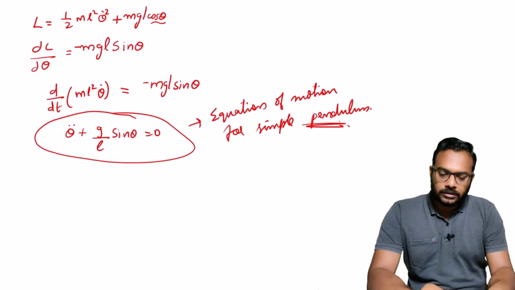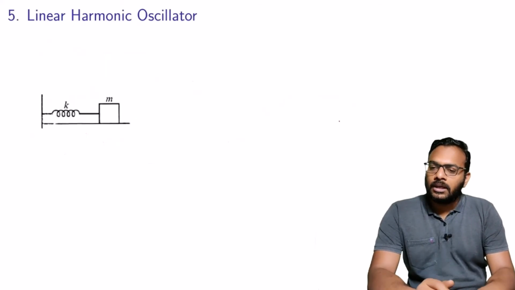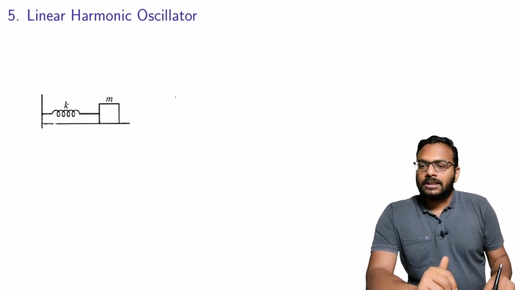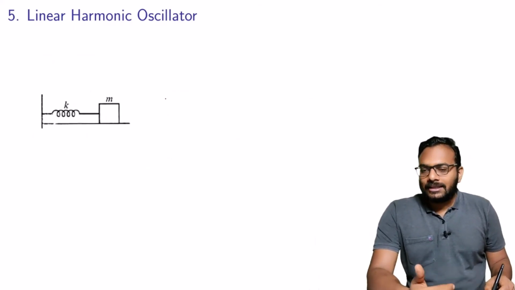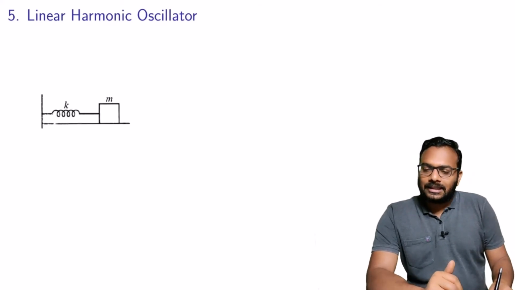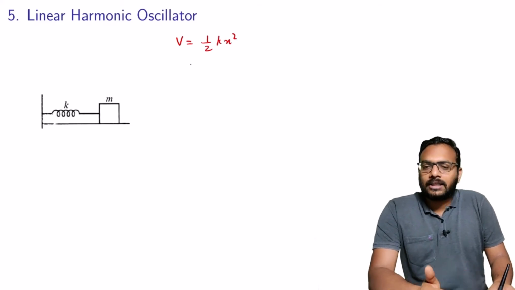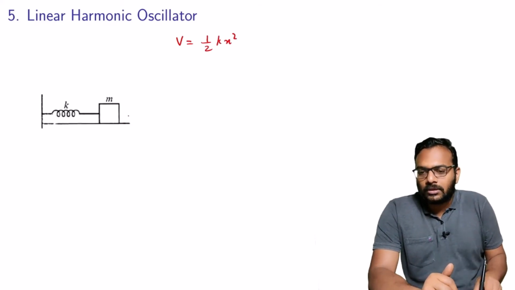Okay, good. Now we can go on to the next problem, that of the linear harmonic oscillator. Again, the equation looks like a simple pendulum. The only thing you need to remember is that V is equal to half kx square. There's only one degree of freedom, which we can take as x. It moves along the x-axis.